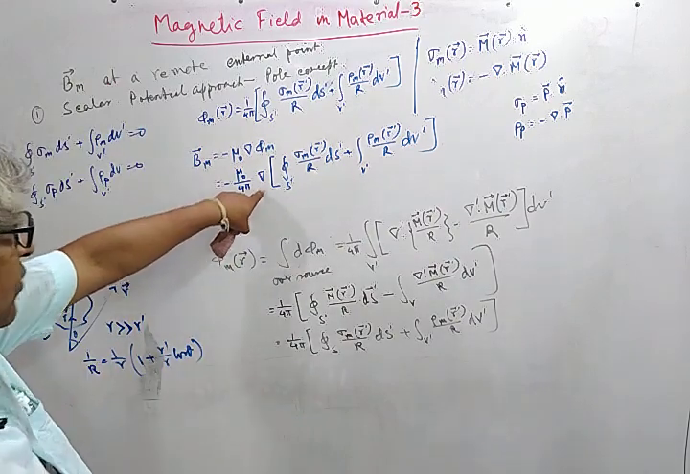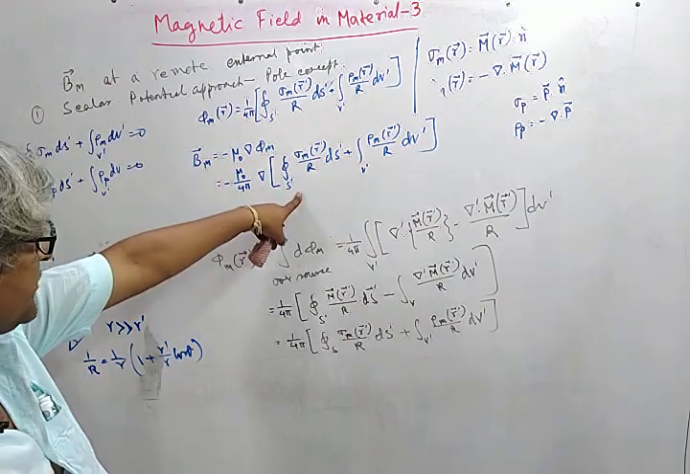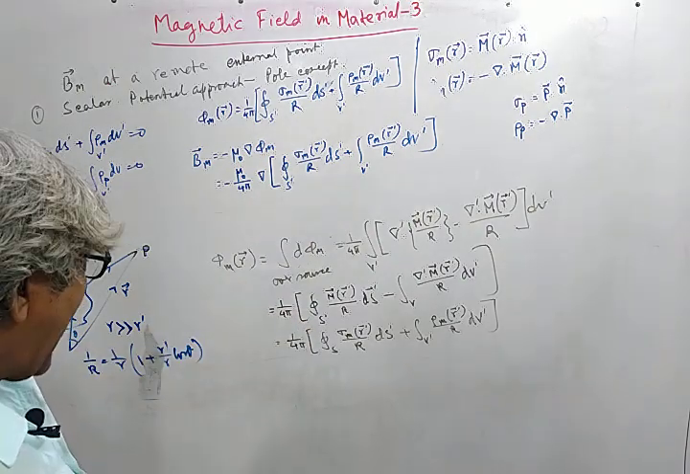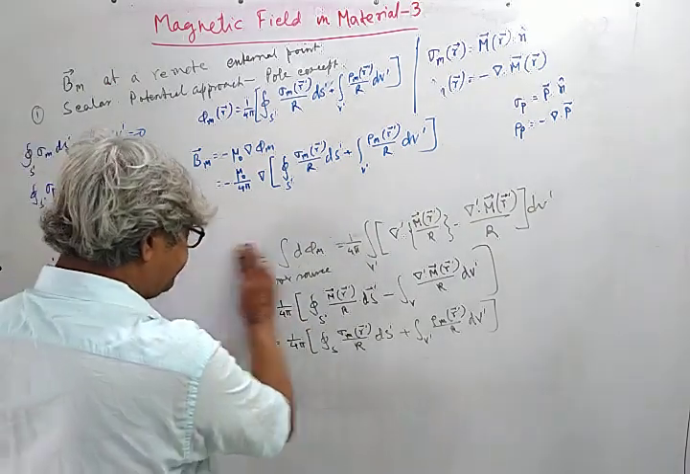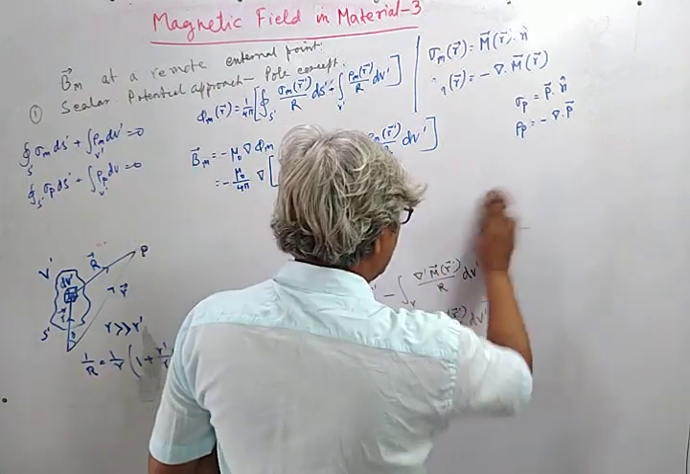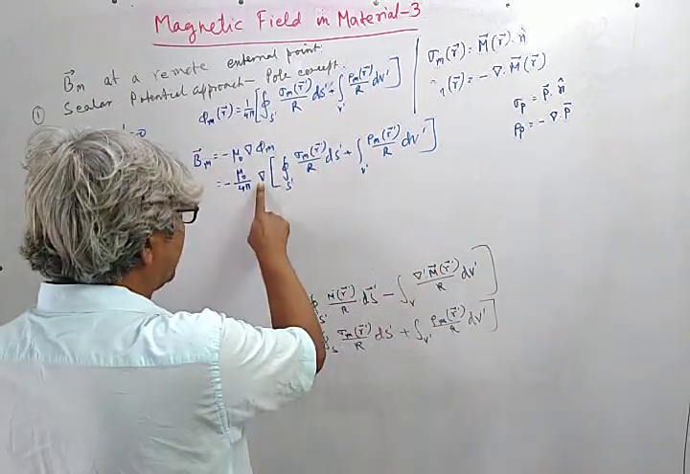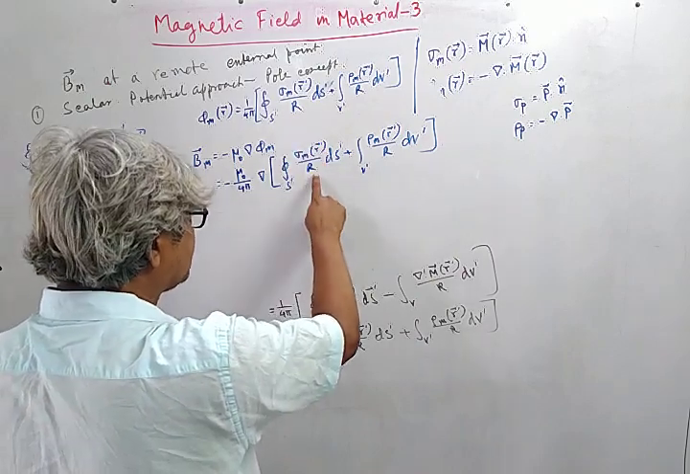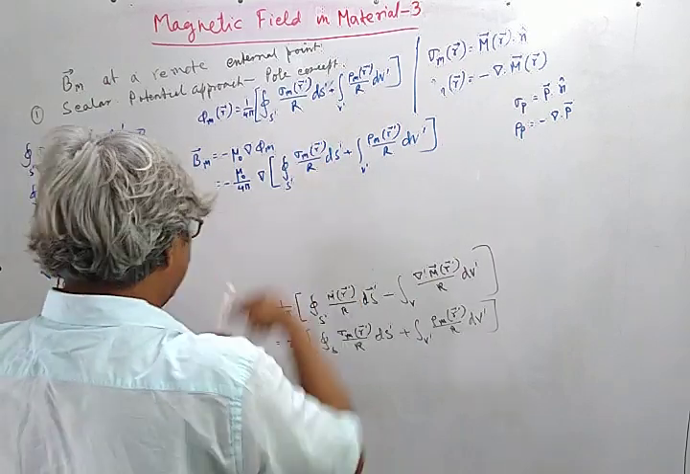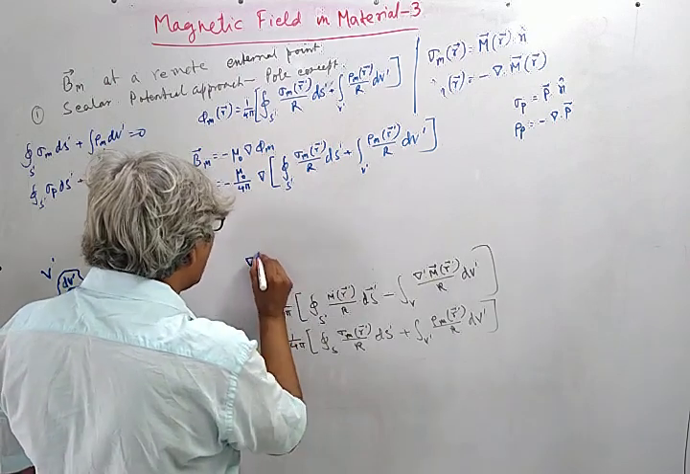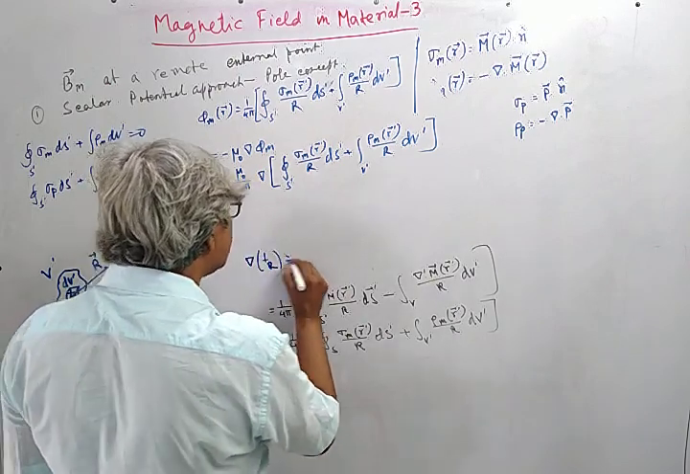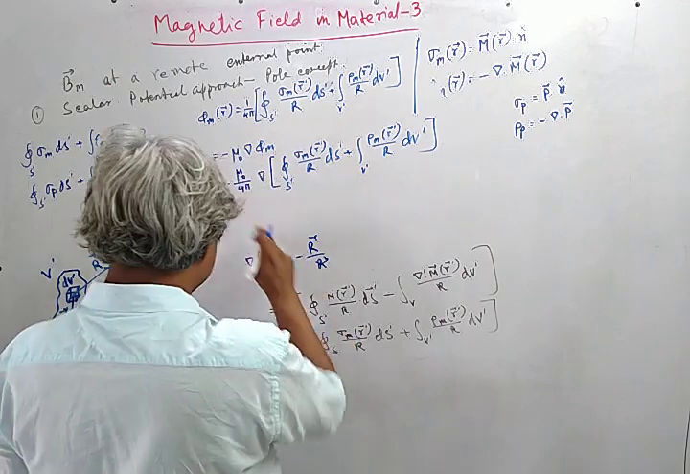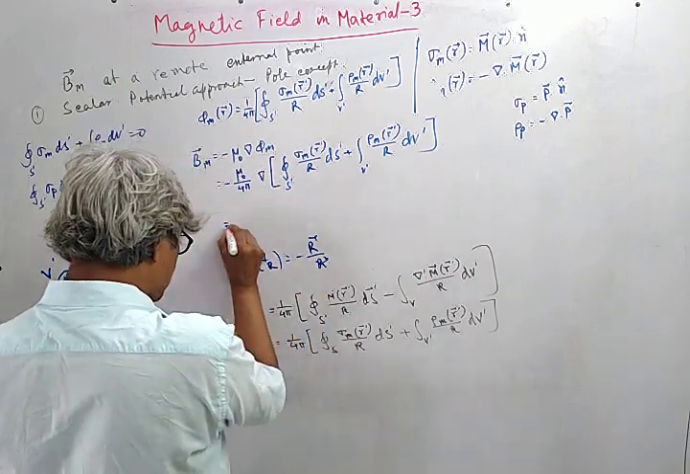with respect to the field coordinate, and integration is with respect to the source coordinate, so we can interchange the order. And furthermore, we know that nabla does not operate on it, it's 0, so it operates only on 1 by r, and nabla operating on 1 by r is simply minus r by r cube. So this minus r absorbs this sign, so we get plus.